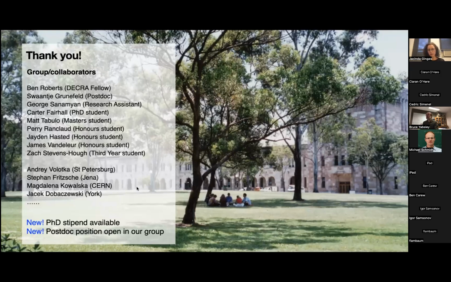These are the people that have been working on the hyperfine structure related work and the Ball-Weisskopf effect. And we have a PhD stipend available in our group to work on this project in the future, and also a postdoc position that is open that is yet to be advertised. Thank you.